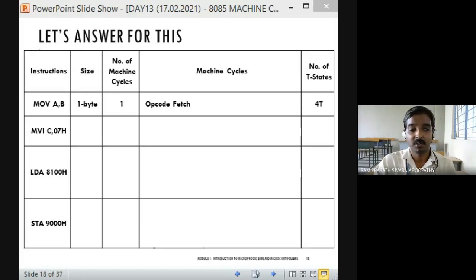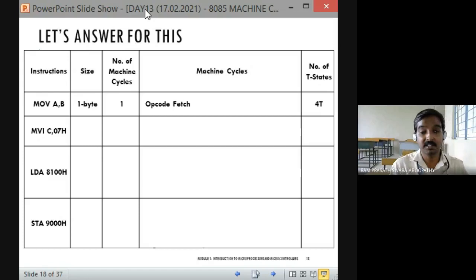You should not mention it with a capital M. You can simply type micro. Okay, fine. What about the next instruction? How many bytes does it occupy? The next instruction, MVI C, 07H. 2 bytes, very good. How many machine cycles take place?